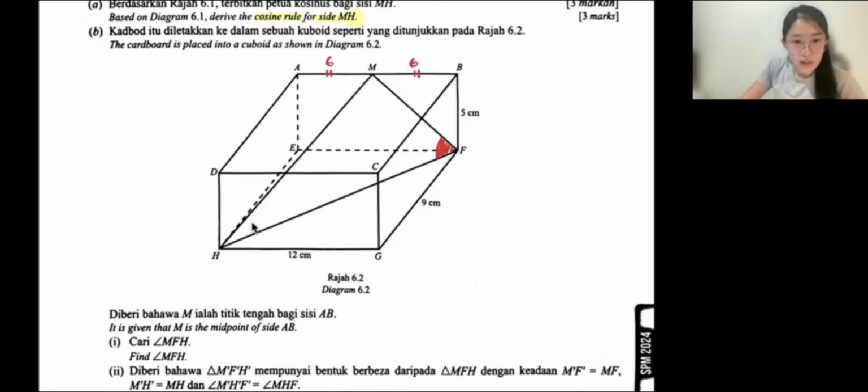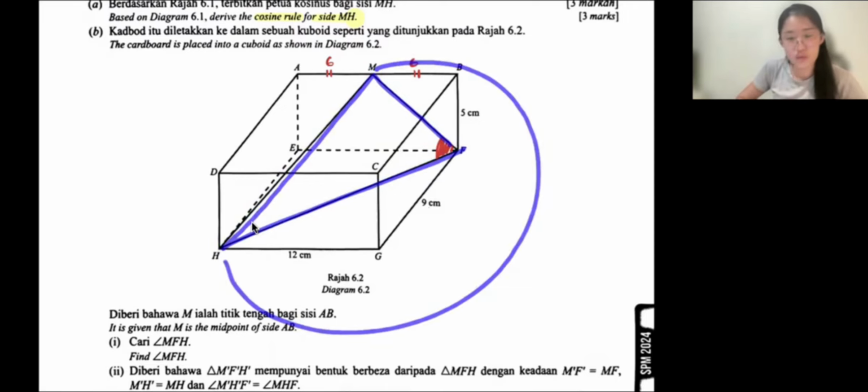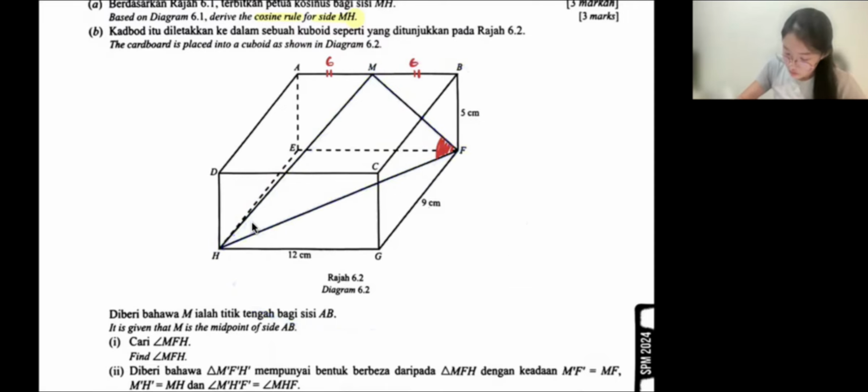Okay, so to find the angle over there, what do you need? You need the lines. This is not a right angle triangle, guys. So what you need to do? At least you need to find this line and this line, and this line also, so that you can use your cos rule. So find out MF, HF, and MH, 3 lines.